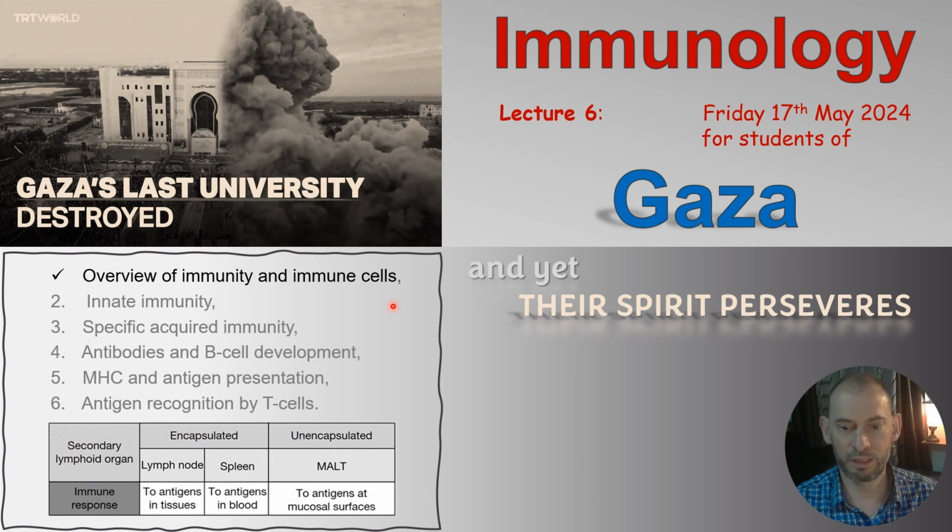Good evening. Today we're going to finish the section on immunity and immune cells overview, and we will look specifically now at the secondary lymphoid organs, both encapsulated and unencapsulated, and these comprise the lymph node, the spleen, and the mold.